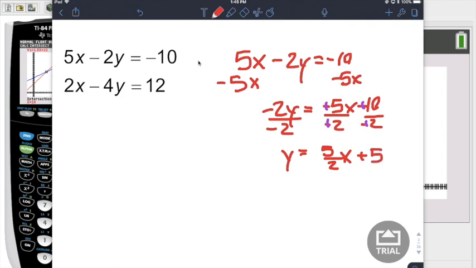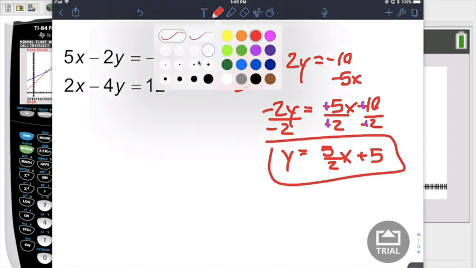All right, and some people might see fractions and kind of freak out, but whenever slopes are fractions, it's really not hard. It means just up 5 and right 2. So that shouldn't be too bad.